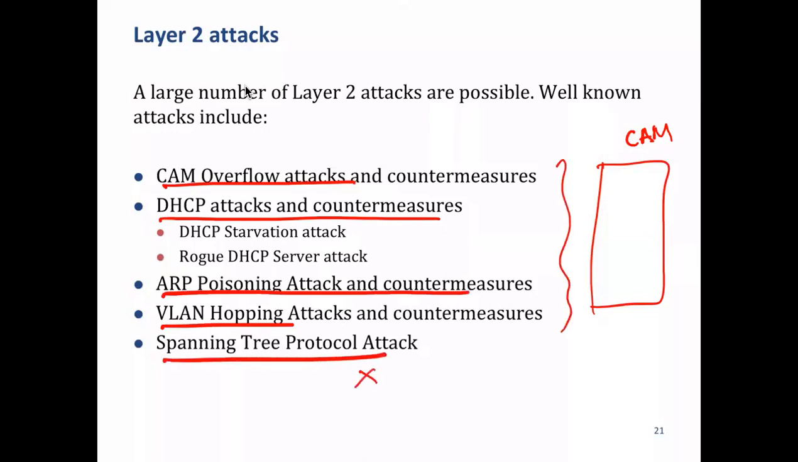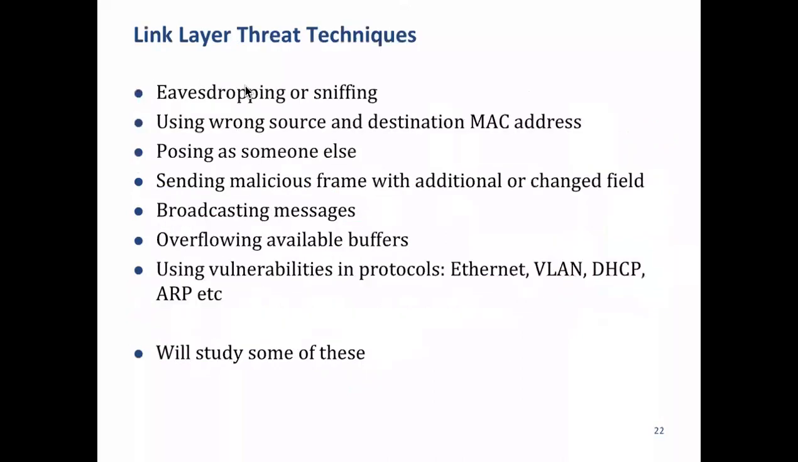I think I will skip spanning tree because it requires at least one lecture to explain what spanning tree is. And all kinds of threats are possible, like eavesdropping or sniffing attacks. Somebody can passively listen to what's happening. Then wrong source and destination addresses. You can create some destination address and just send to it. And with a wrong source address, you pretend that it's coming from somebody else and then cause problems.